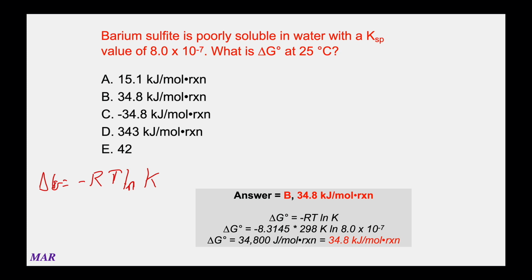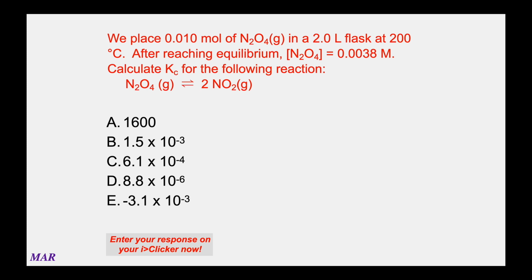First question, we place 0.010 moles of dinitrogen tetroxide in a 2-liter flask at 200 degrees Celsius. After reaching equilibrium, the dinitrogen tetroxide concentration is 0.0038 moles per liter. Calculate Kc for the following reaction. You can see that there are 5 possible answers down there. I encourage you at this point to pause the video and work on the question. When you're ready, you can unpause the video and we'll talk about the answer.